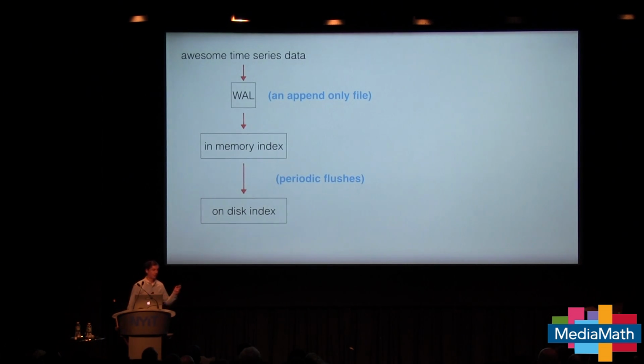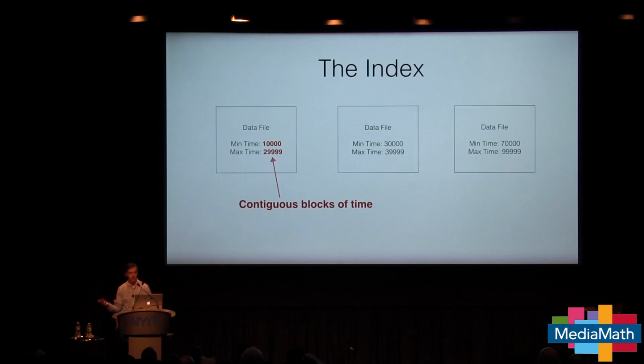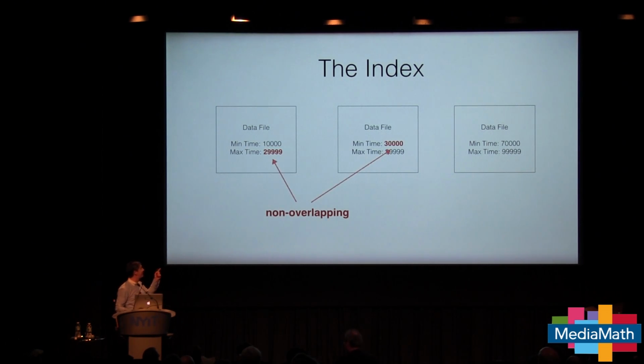Okay, now digging deeper into the storage engine. We do periodic flushes to the on-disk index. Now we can talk about that index. Here's what it looks like. We have a collection of data files. Each data file has a contiguous block of time, right? We know it goes from there to there. The other key thing is that these data files are non-overlapping. They have an exclusive block of time each.